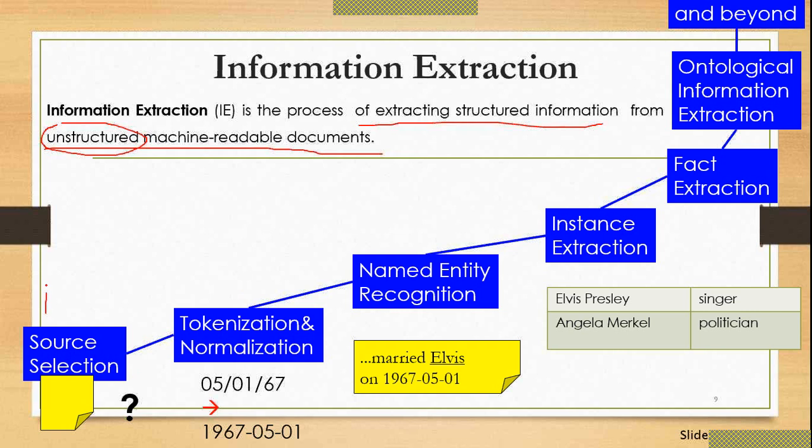Okay, so this is the source. For example, this is the website. Then there are tokenization and normalization. You have to find the named entity. We already found out what the entity is. So this is the entity, and this entity says that it is a person. And this is another entity, which says that it is a date of birth.